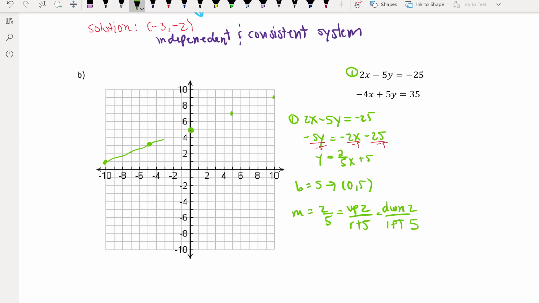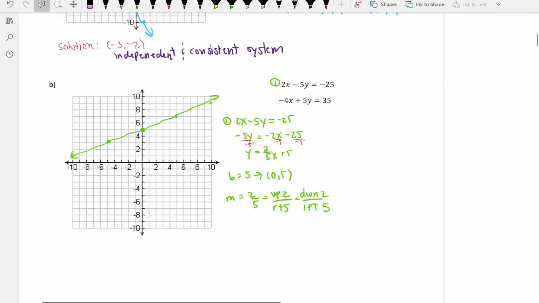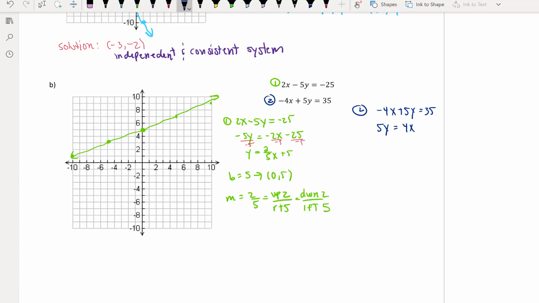And so now, more or less, I have my line. Okay. Now, I'm going to try to do the exact same thing for equation number 2. So for this equation, I have negative 4x plus 5y is equal to 35. So then 5y is equal to positive 4x plus 35. So y is equal to 4/5 x plus, and 35 divided by 5 is going to give me 7. So my b is 7, so that y-intercept is (0, 7).